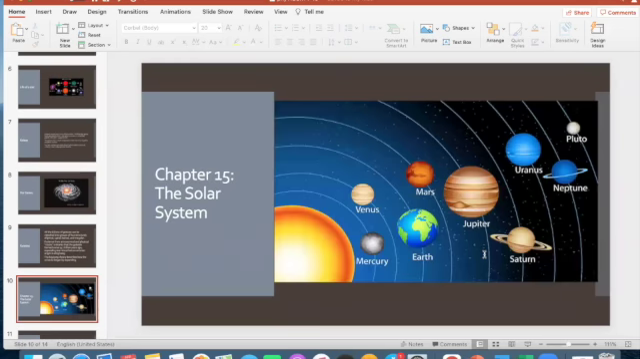All right, so that was chapter 14 about the universe. Chapter 15 is on the solar system. So in our solar system, we have the sun, Mercury, Venus, Earth, which is where we are, Mars, Jupiter, Saturn, Uranus, Neptune, and they used to count Pluto as a planet, but now it's not. So we can kind of leave off Pluto now.